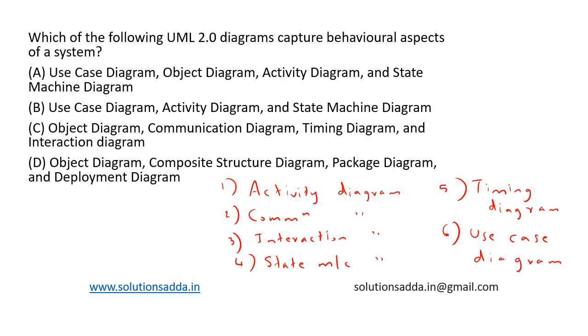These diagrams capture the behavioral aspects of a system according to UML 2.0. So based on the options, option B includes use case diagram, activity diagram, and state machine diagram. Other options include other diagrams, which are not actually capturing the behavioral aspects. So option B is the correct answer here.